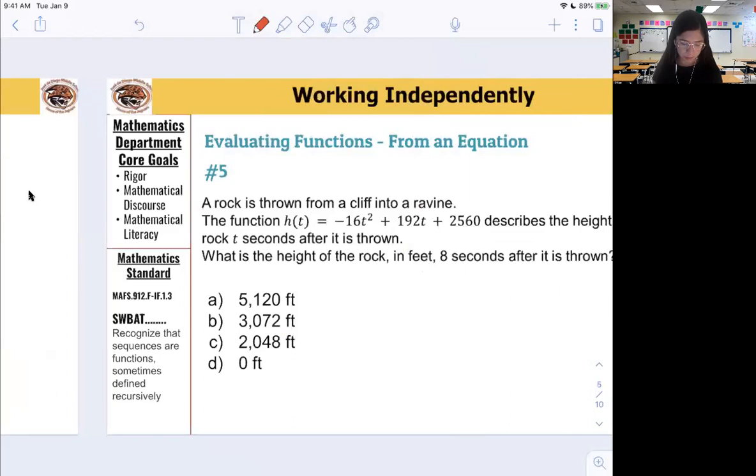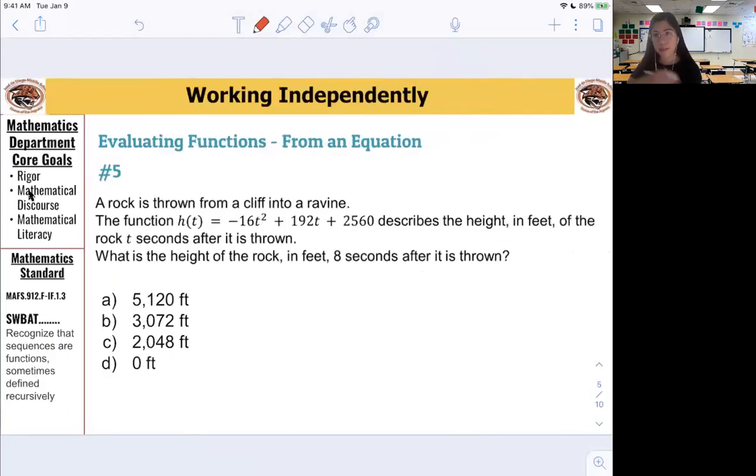All right, question number 5. So now that we know what is a function and what is not a function, we can evaluate functions. Evaluating functions is when you're going to just plug a number in, see what you get. So let's read this really quickly. A rock is thrown from a cliff into a ravine. The function h of t equals -16t squared plus 192t plus 2,560 describes the height in feet of the rock t seconds after it is thrown. What is the height of the rock in feet 8 seconds after it is thrown?